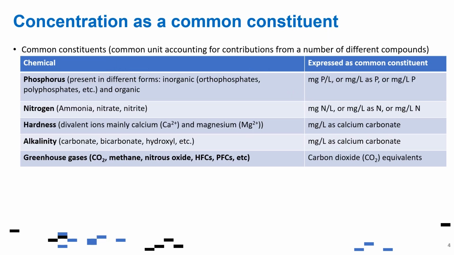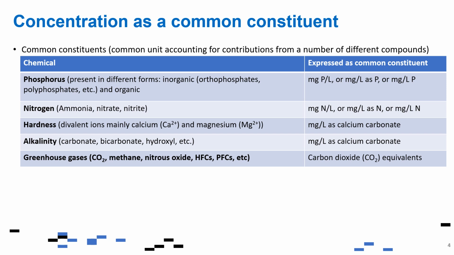There are also some special ways to represent some concentrations, especially when involving various compounds of the same species, to include the contributions of different compounds, such as those formed by nitrogen and phosphorus, water alkalinity and hardness, and even greenhouse gases. The concentration can be expressed as a common constituent. Let us take, for example, phosphorus.